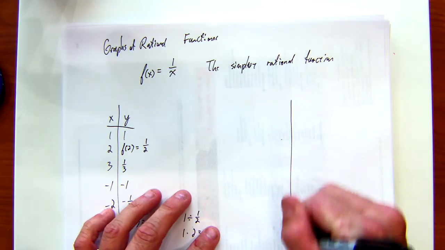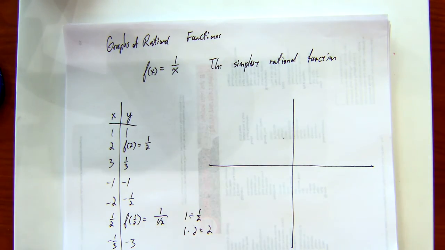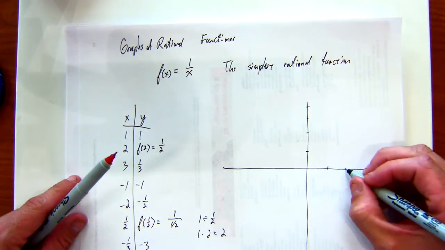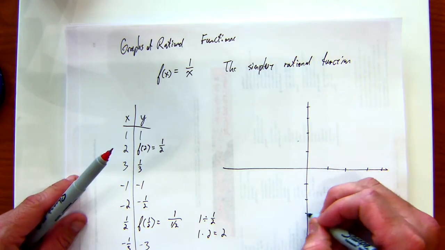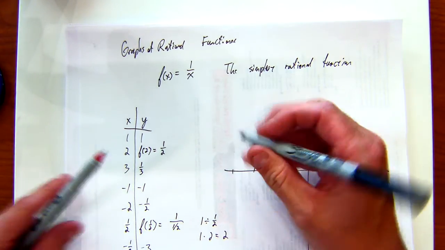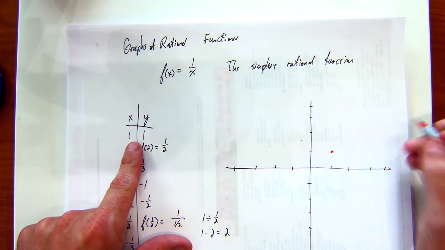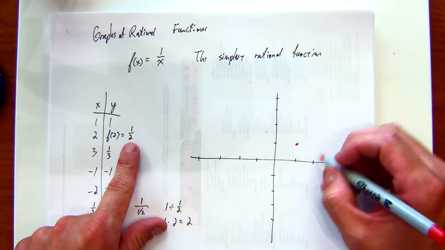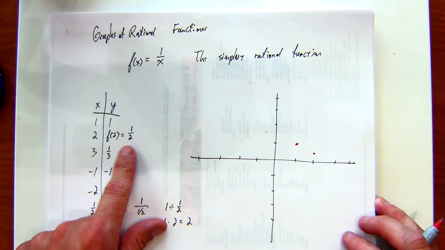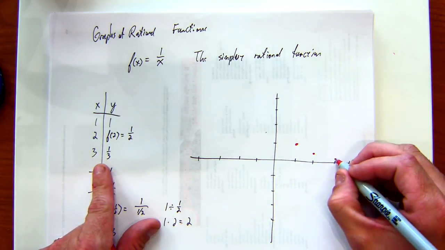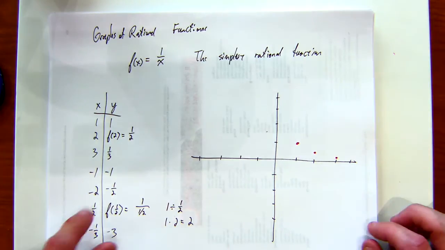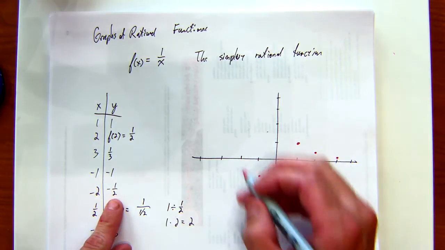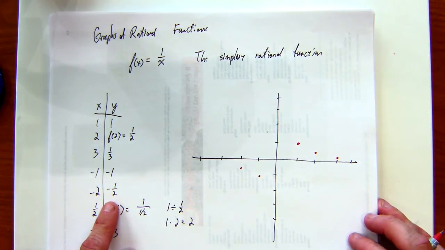Let's see what this graph looks like. Let's put some hash marks here: 2, 3, 4. So 1, 1 is one point. Then x is 2 and y is 1/2, so somewhere about right there. Then 3 and 1/3, so it's getting closer and closer to the axis here. What about negative 1, negative 1? Negative 2, then negative 1/2. So that's going to be about right there.